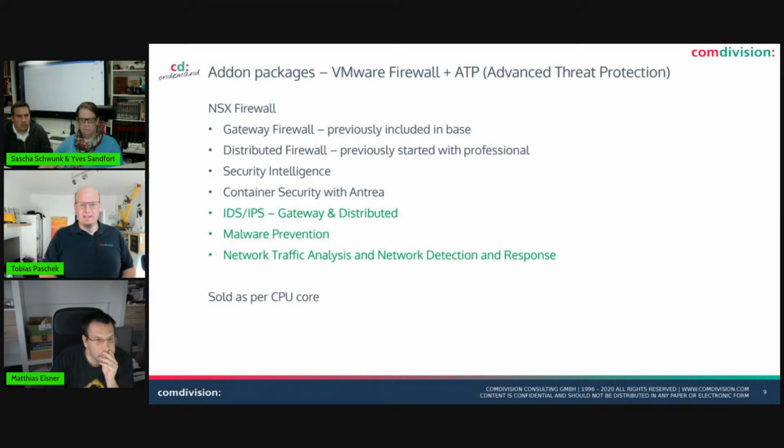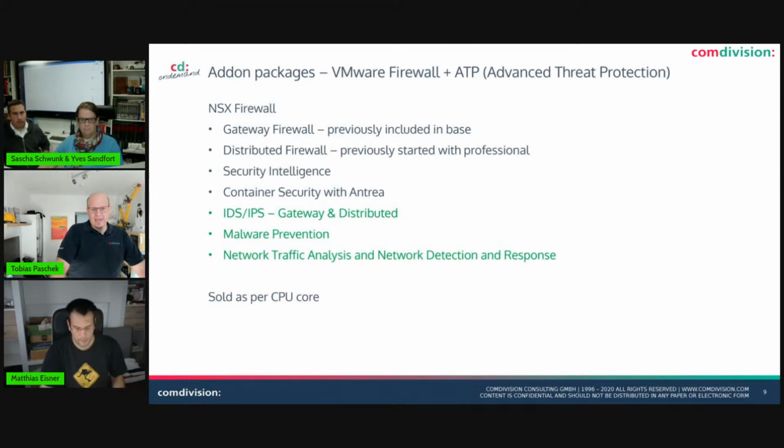Malware prevention, network traffic analysis and NDR. Also here, some important stuff. You need the whole network application platform of NSX, which is deployed as a Kubernetes Helm chart. So to utilize malware prevention, network traffic analysis and NDR, so network detection and response, you need to provide a Kubernetes environment and deploy the network application platform there as part of your NSX setup. Then we can utilize it.